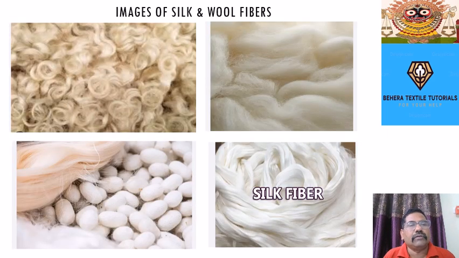This is the image of silk fiber. The down picture is silk fiber. Left side down picture is its cocoon, and you know silk is produced from cocoon. And at the top this is a wool fiber.